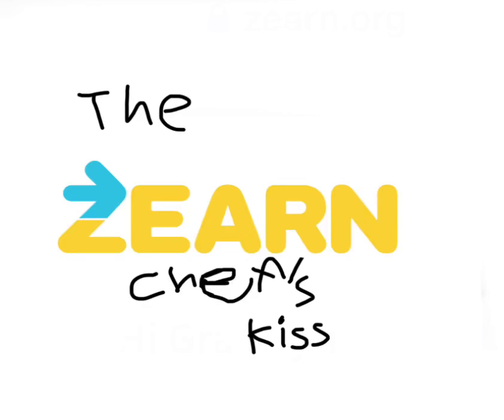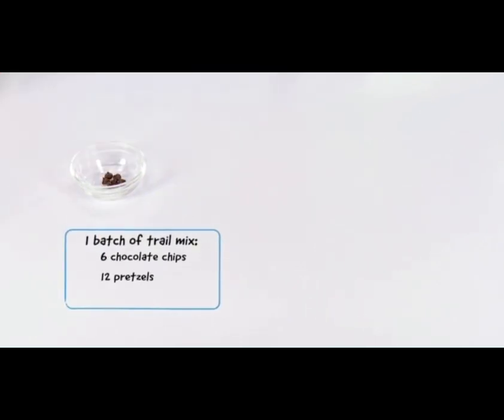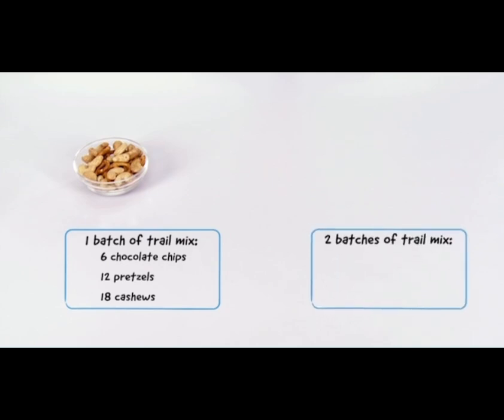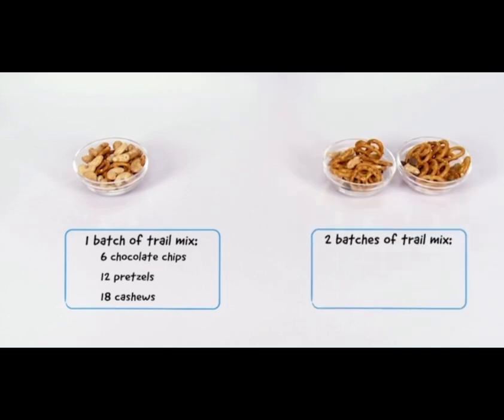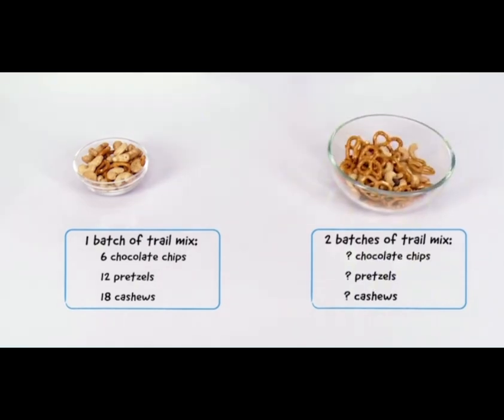Today we're making a trail mix. Let's start out by making a snack. One batch of trail mix has 6 chocolate chips, 12 pretzels, and 18 cashews. If I double this recipe, that's like making 2 batches of trail mix. How many of each ingredient are there in 2 batches?